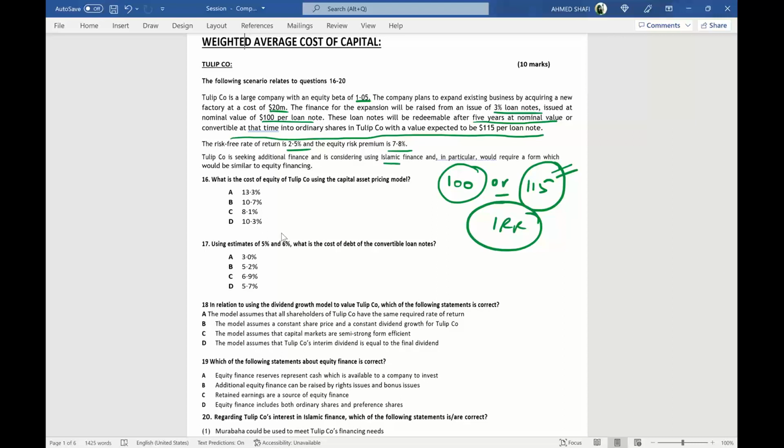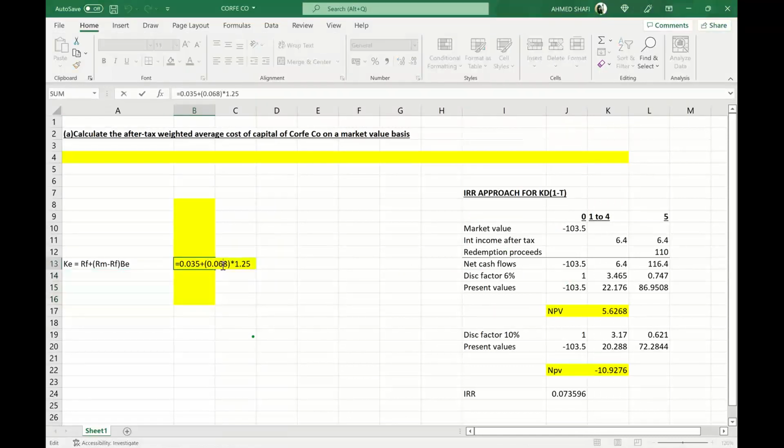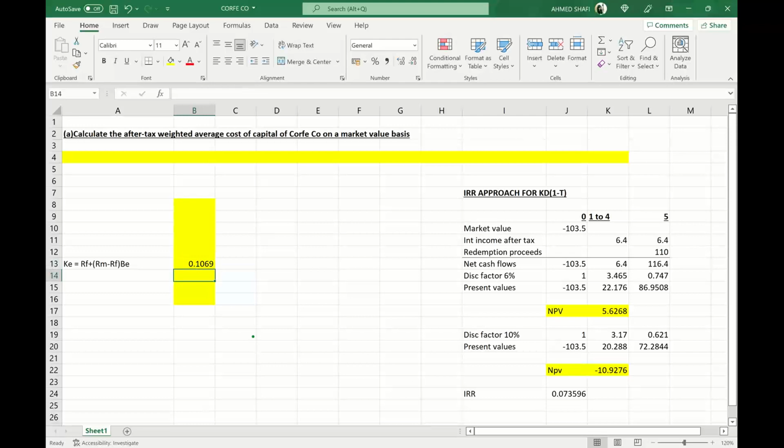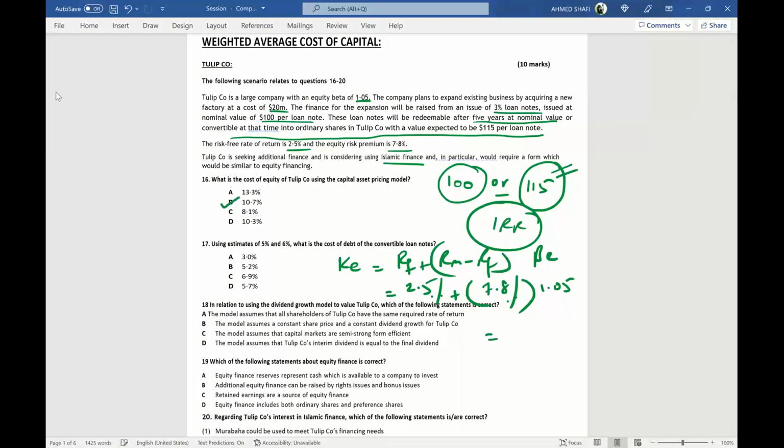Tulip is seeking additional finance using Islamic financing. What is the cost of equity using CAPM? Cost of equity is basically KE. You don't need to perform spreadsheet workings here, because this is an MTQ. KE using CAPM is RF plus beta equity times the premium. Risk-free rate of return is 2.5%. Are you given the market rate or the premium? Market rate is not given, premium is given. That means it's the whole bracket, 7.8, and beta equity is 1.05. 10.69% is the answer. I will select 10.7.